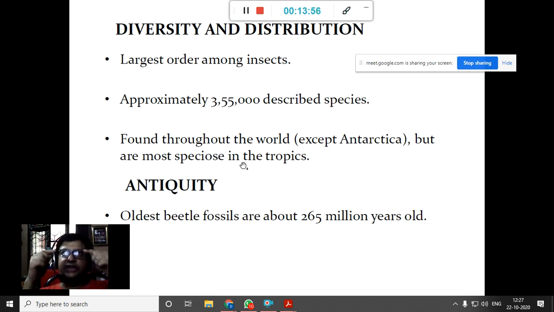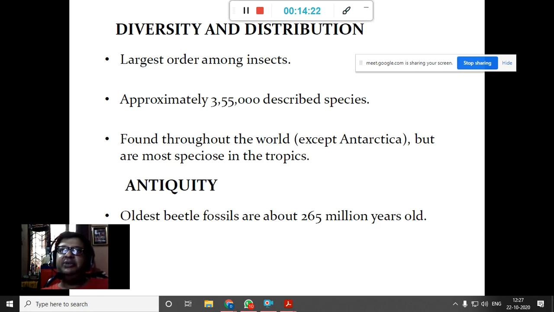There is one chapter known as diversity of insects. So this is the diversity. This slide also covers the diversity. Among all the insects, the beetles show maximum diversity. They are found throughout the world except Antarctica. And the maximum number of species are found in the tropical countries, especially in our country. We are in the tropics.